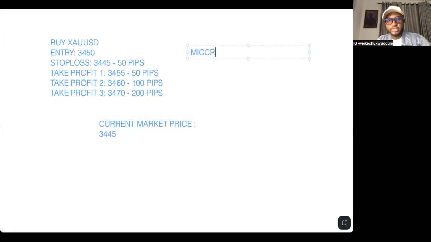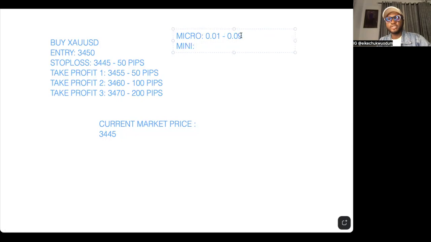For micro lot sizes, we're talking about 0.01 all the way to, no, sorry, 0.01 to 0.09. This is a micro lot size. Please pay very close attention. Any lot size in this range is termed micro lot size. Okay?